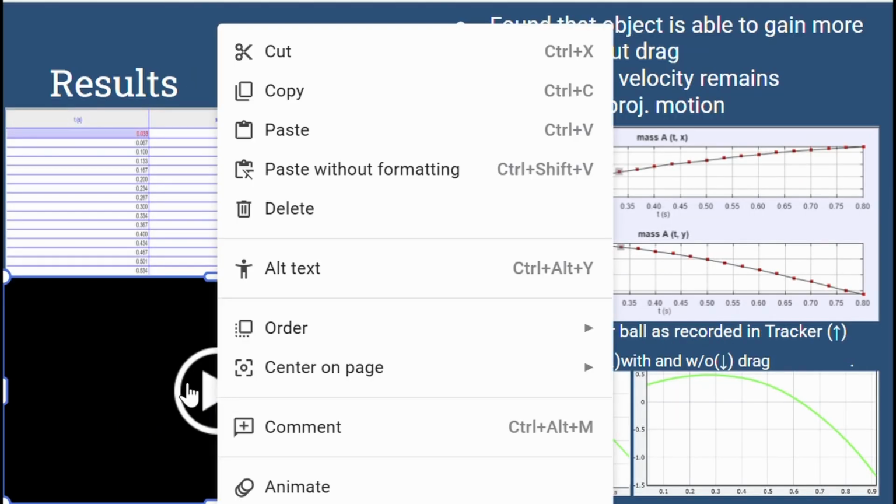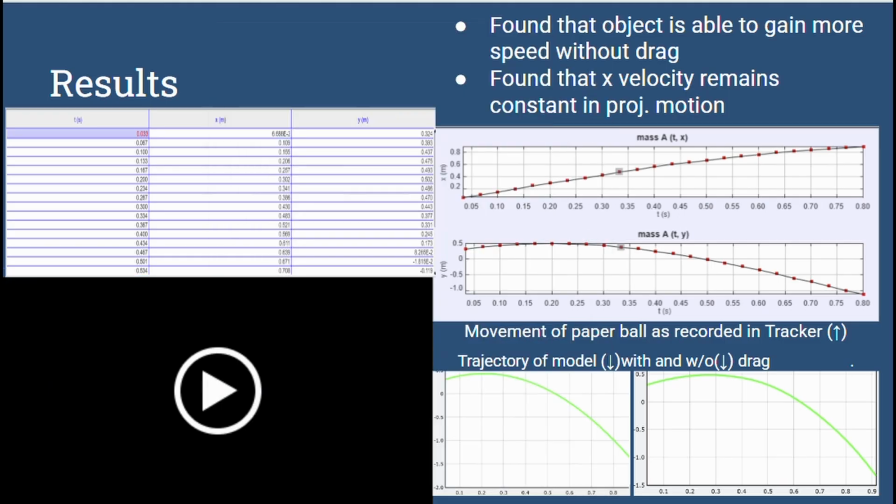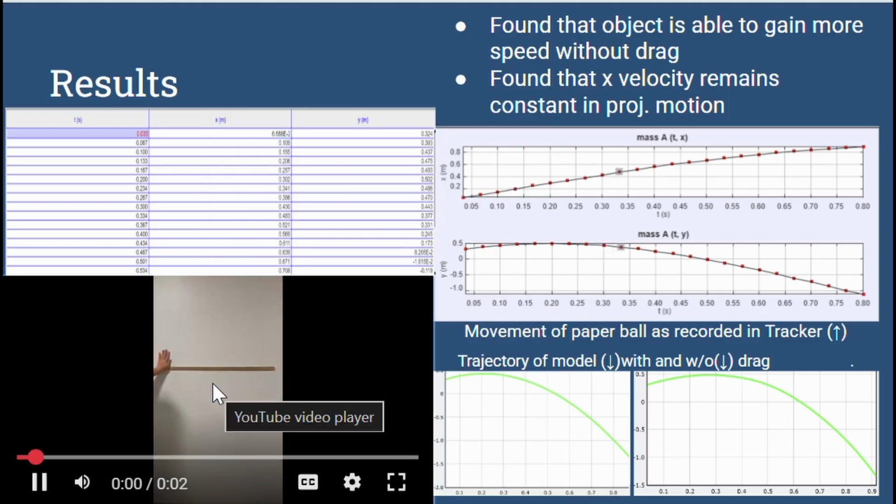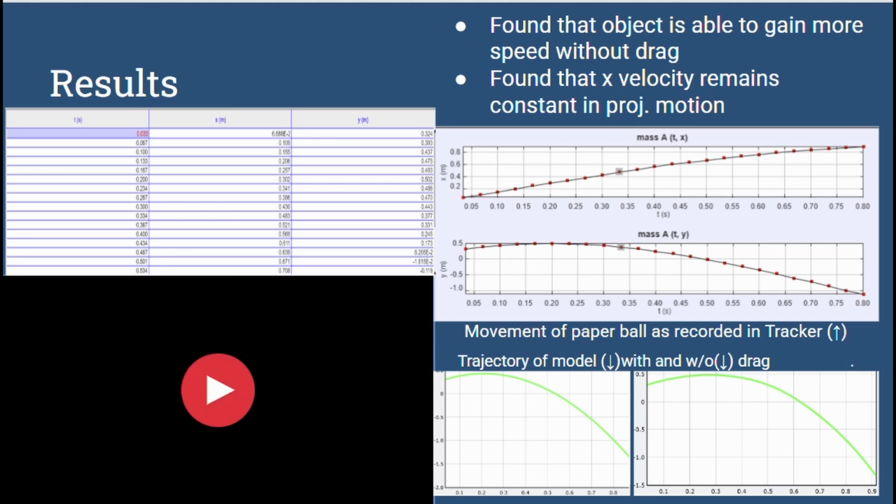So here I have some results. I have the position for both X and Y from Tracker in the top left corner. I have a video in the bottom. Hopefully that plays.